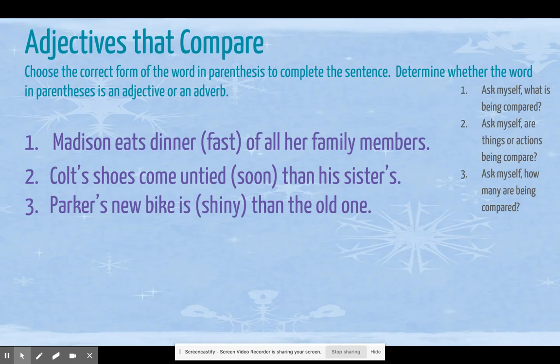And then we ask how many we're comparing. We're comparing Parker's new one and his old one, so we're comparing 2, which means we add ER. In this case, we would make it shinier, where we have to drop the Y and add IER.